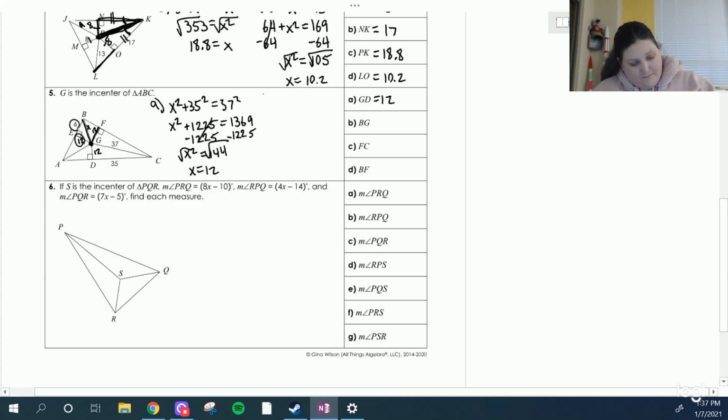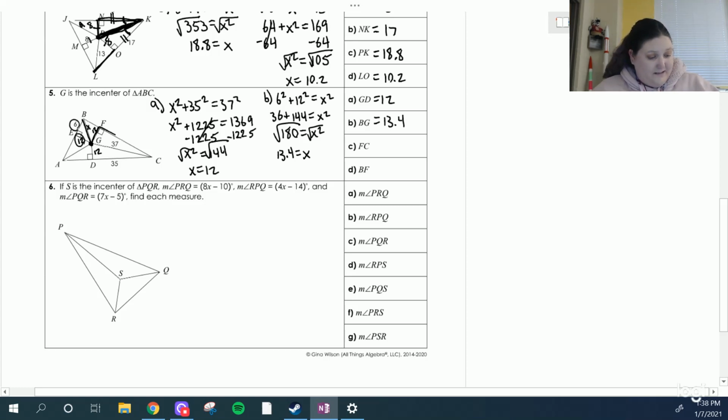So for part B, I'm going to set up Pythagorean theorem with 6 squared plus 12 squared equals x squared. So I get 36 plus 144 is equal to x squared. 36 plus 144 is 180, and that's equal to x squared. We take the square root of both sides, and we get x is equal to 13.4. So this is equal to 13.4.